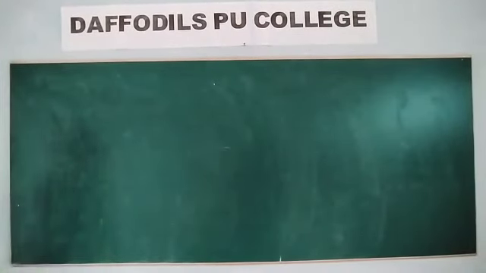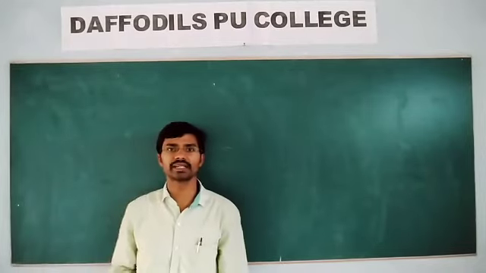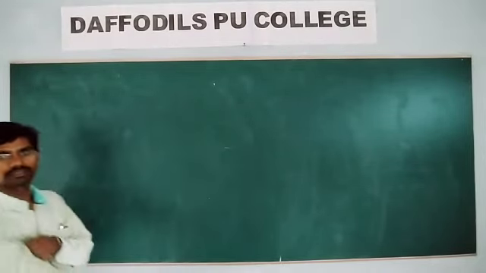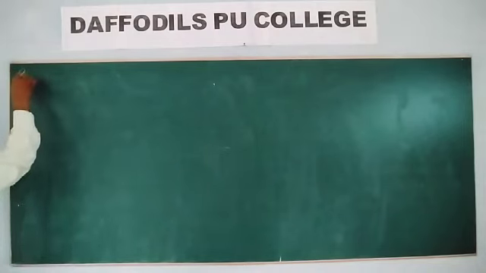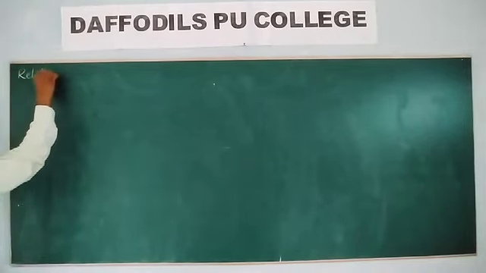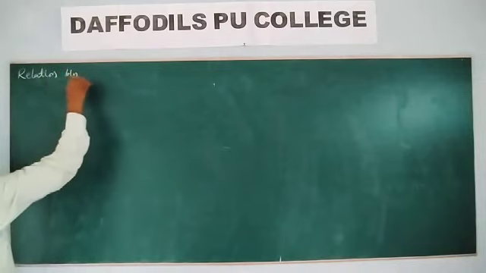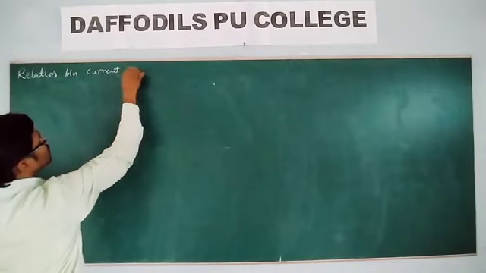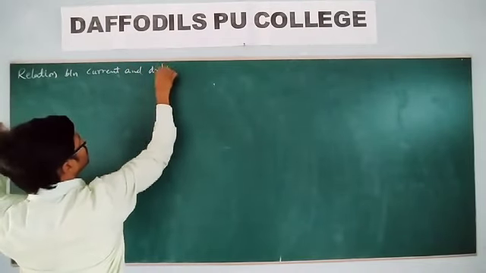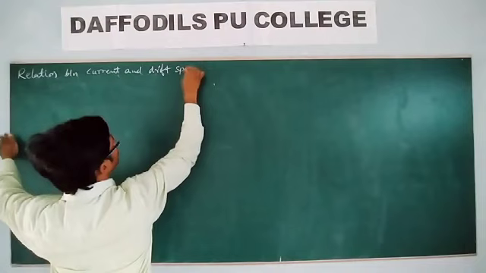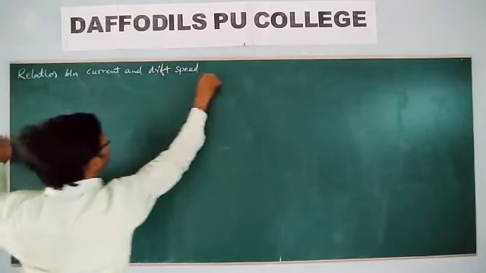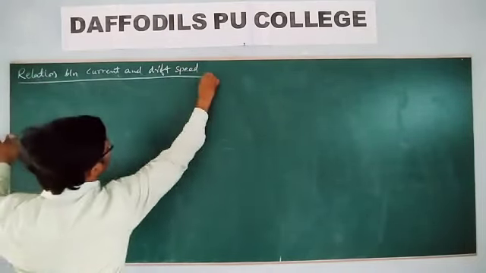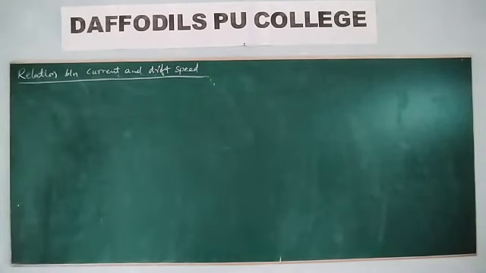Let us discuss the relation between the electric current and drift speed, and let us try to derive the expression for the conductivity of metals. What we have to know is the relation between electric current and, in terms of, drift speed. Very important one, current electricity.